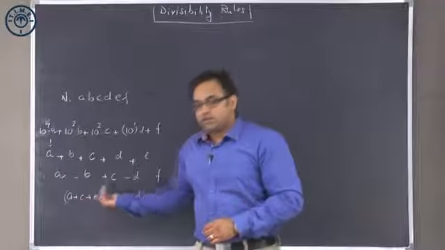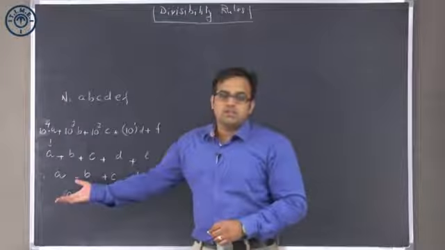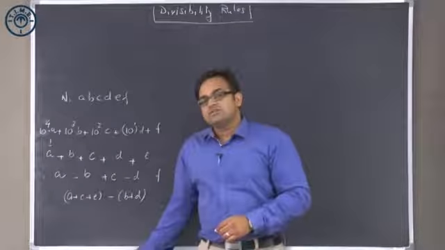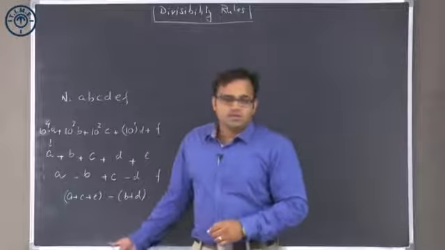We take the even digits on one side, we take the odd digits on the other side, we add them, and we take their positive difference. If this positive difference is divisible by 11, the entire number is divisible by 11.